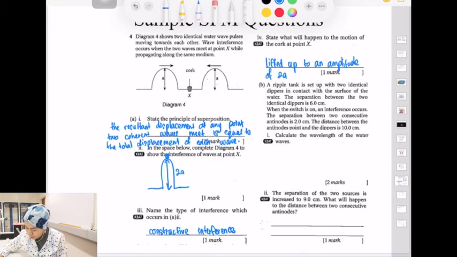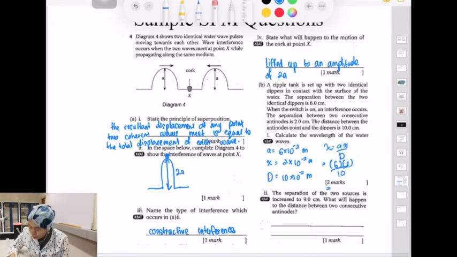So for this one we'll have to use the formula. The separation between the dippers will be our a. And then the separation between two consecutive antinodes is our x. You just have to make sure that in the end they are all in the same unit. But in this case here, all are cm, so you can just write it all in cm. So if you work that out, you should get 1.2 cm.